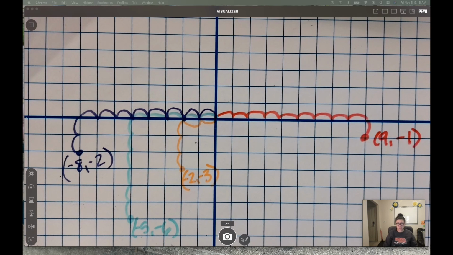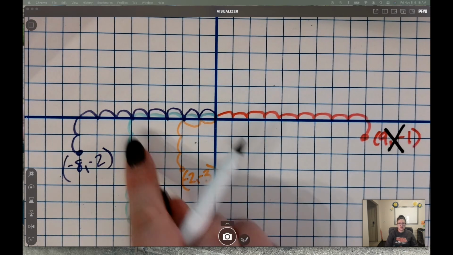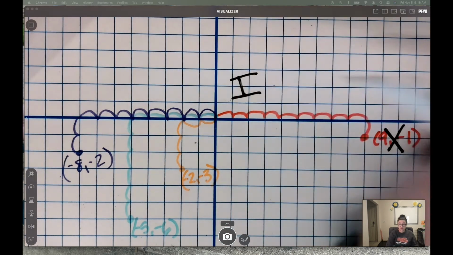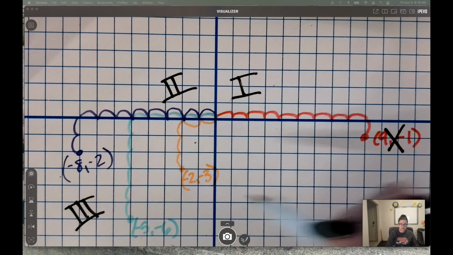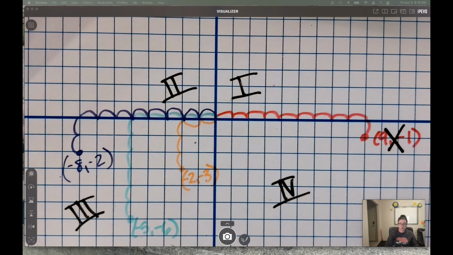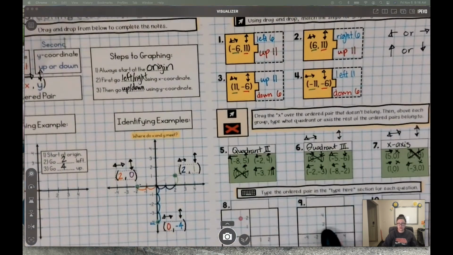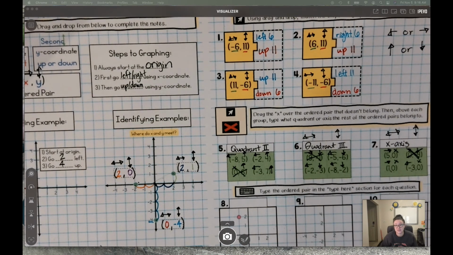All right, so here's all those graphs with those points plotted. All of those points graphed. Which one doesn't belong? This 9, negative 1 does not belong. All of these points are in what quadrant? That's 1, 2, 3, 4. The rest of the points belong in the third quadrant. So hopefully on your paper, you crossed out that 9, negative 1, and you wrote quadrant 3 up top.